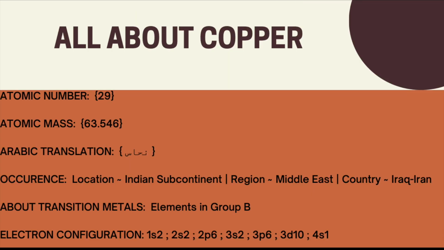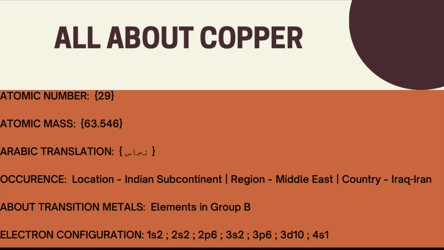The atomic number of copper is 29. The atomic mass is 63.546. The Arabic translation of copper is nuhas. The occurrence or the origin of copper is in the Indian subcontinent. The region is in the Middle East, and the countries it was found in were Iraq and Iran.